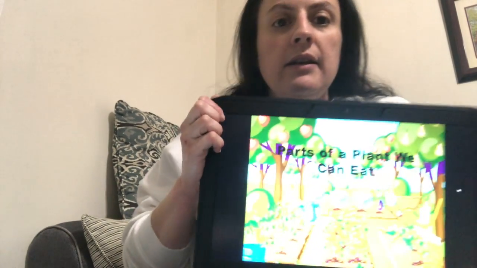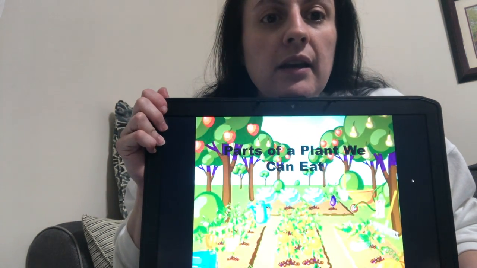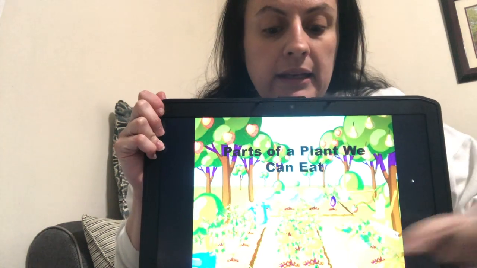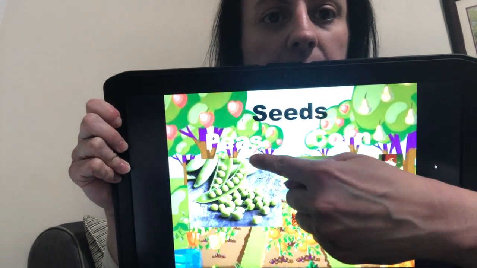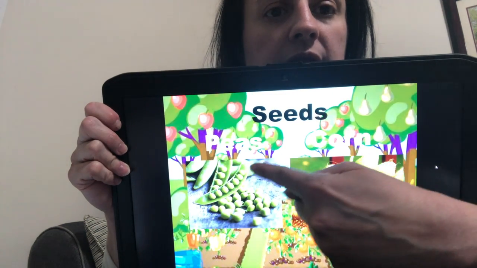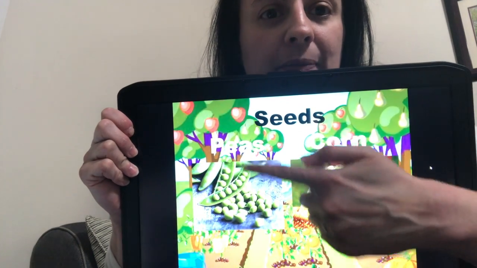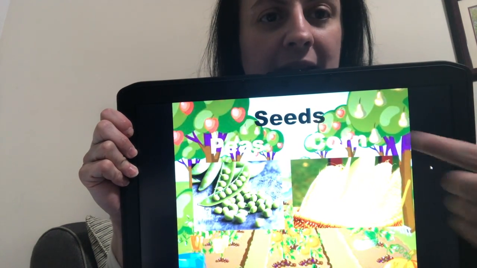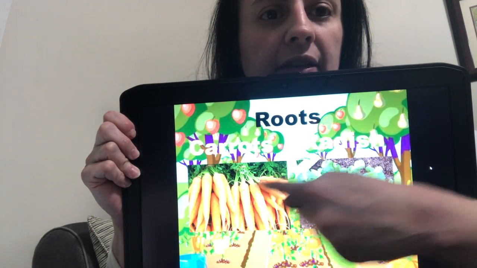And we also learned that we eat different parts of plants. And I'm going to use my computer now, you see? And we'll go back to this in a moment. Parts of a plant we can eat. So we have our seeds. So we can eat peas and corn. Can you say peas? Good. Can you say corn? Good. So the peas and the corn, which part of the plant is it? Yes, seeds.